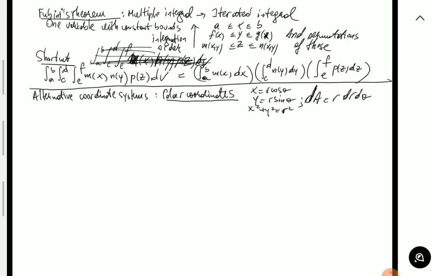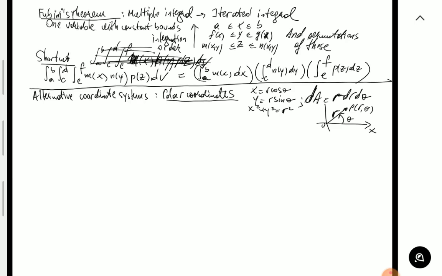Again, to make it clear, the polar coordinates are when the point is identified by the distance from the center, and the angle measured in the counterclockwise direction from the positive x-axis.